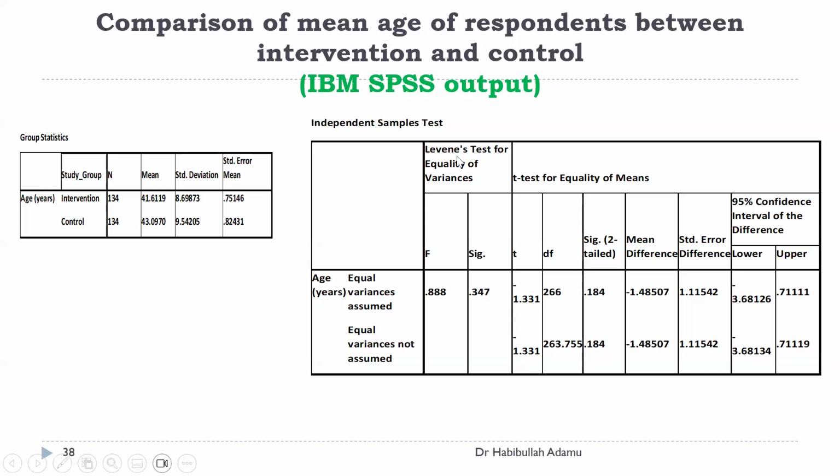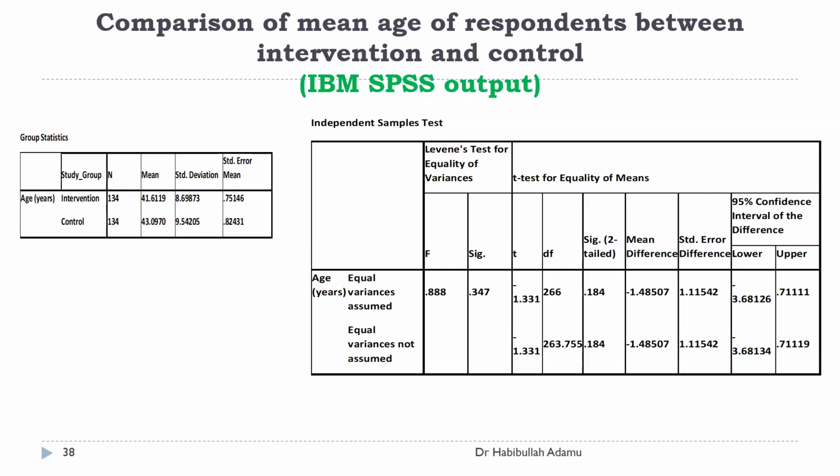But if you look at this Levene's test, let's say, for example, instead of this 0.347, the value that is here is 0.03. You see, 0.03 is less than 0.05. So that means there is significant difference between the variances. So if there is significant difference between the variances, that means equal variances are not assumed. That means the variances are not equal.